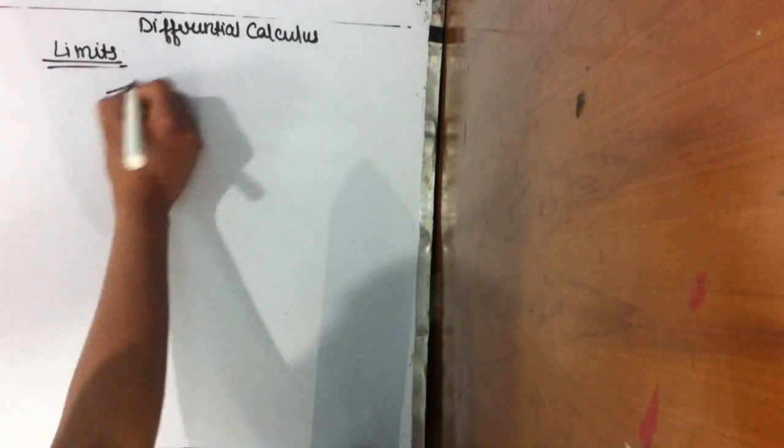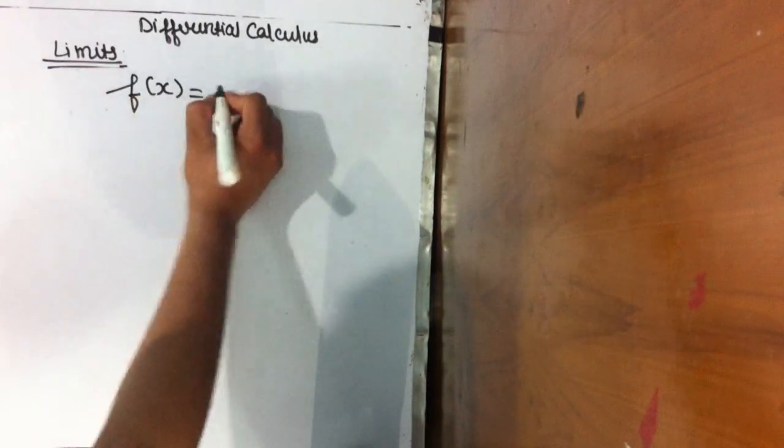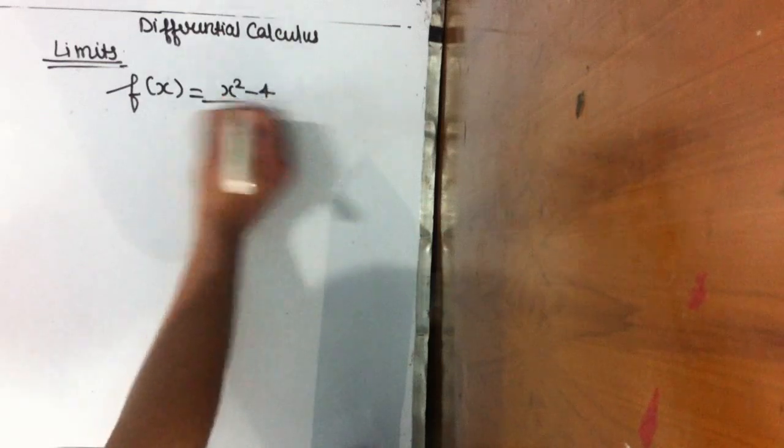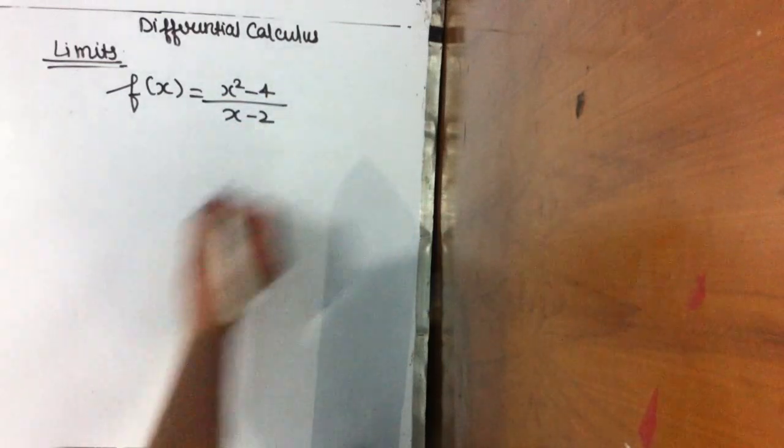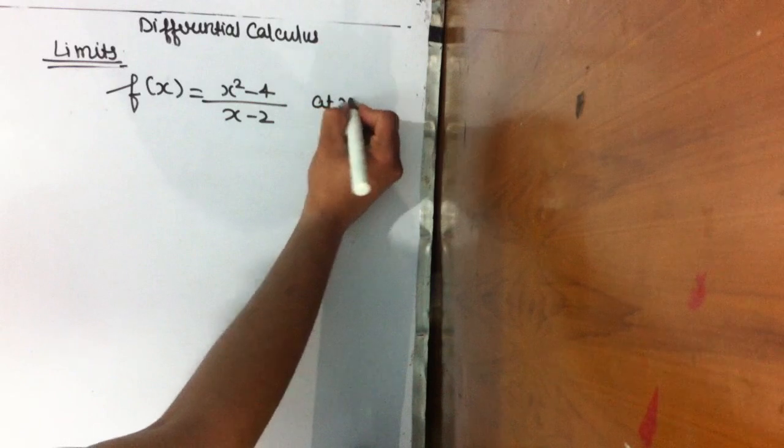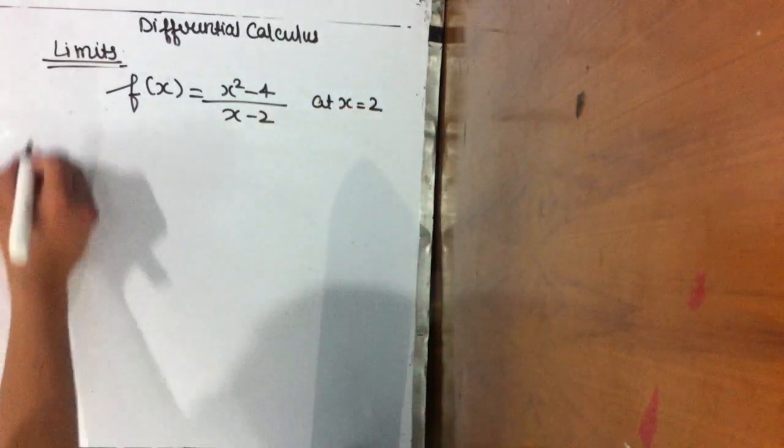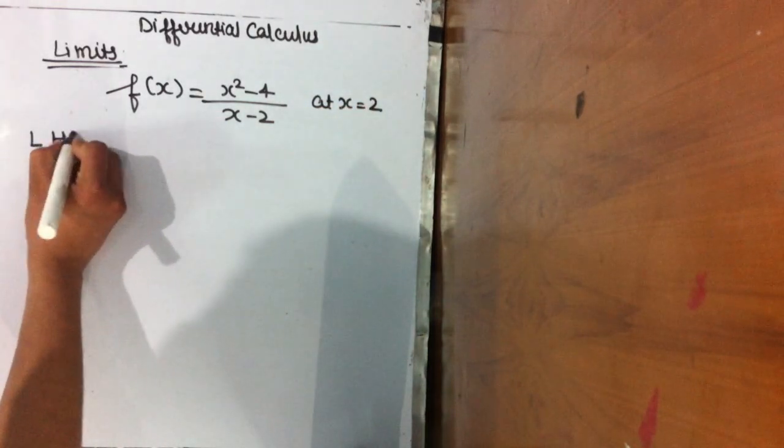Now consider again that function f of x that is equal to x square minus 4 divided by x minus 2. Now we need to find the value of this function at x equal to 2. Now first we'll apply the left hand limit.